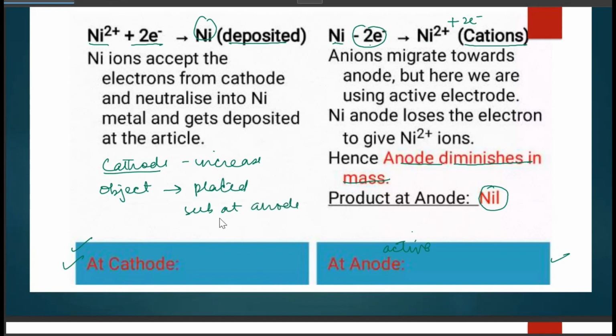तो जिस सब्सटेंस से आपको प्लेट करना है वो आपका एनोड बनेगा, और जिस सब्सटेंस को प्लेट करना है, the object which needs to be plated, it will be kept at the cathode. Okay, so this is the whole reaction behind it.